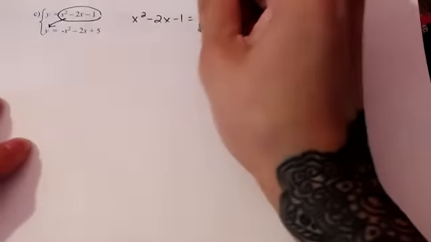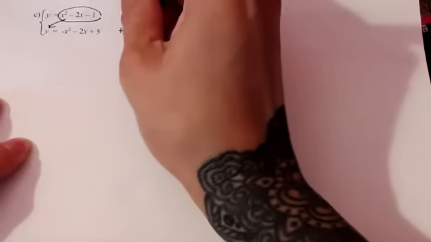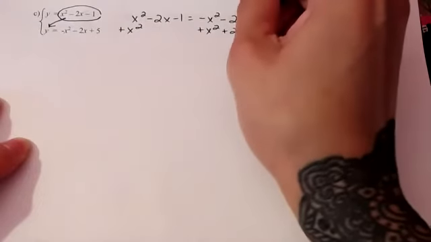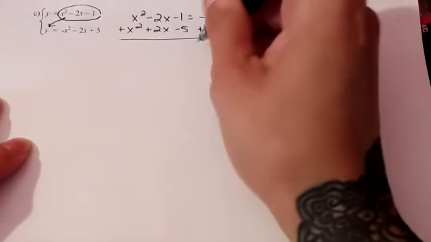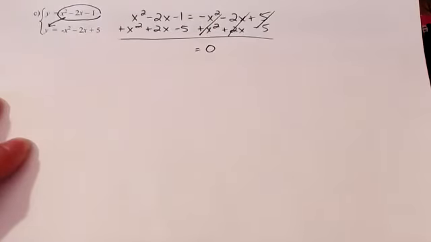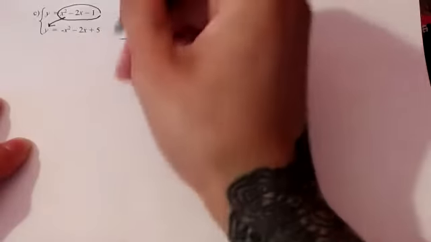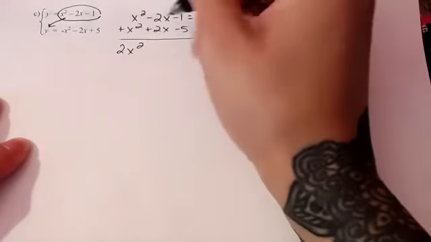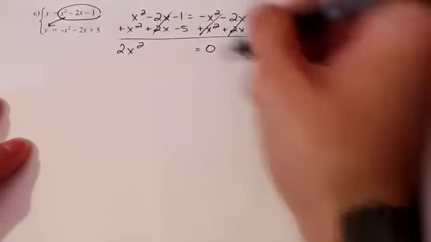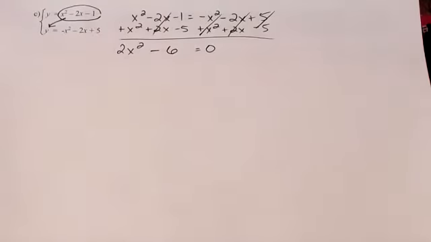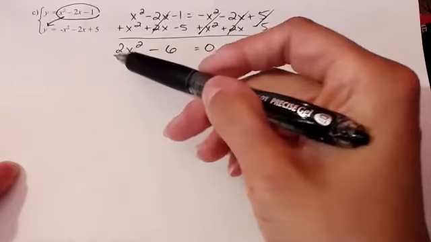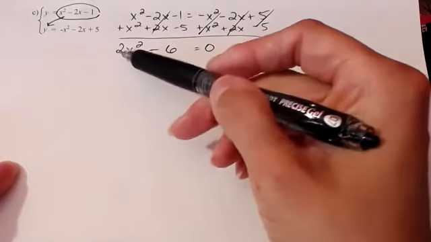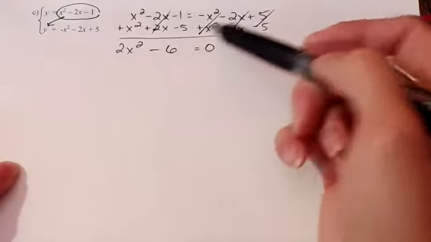All right, let's go through the motions of bringing all of my terms over so that I can set my equation equal to 0. So I'm carefully moving term by term. So that leaves me with a 0 on the right-hand side. And then I get 2x squared, negative 2x, positive 2x, they cancel. And I have minus 6. If I factor out my 2, I'll have 2 times x squared minus 3.